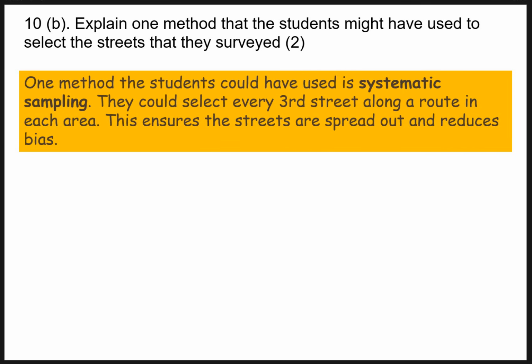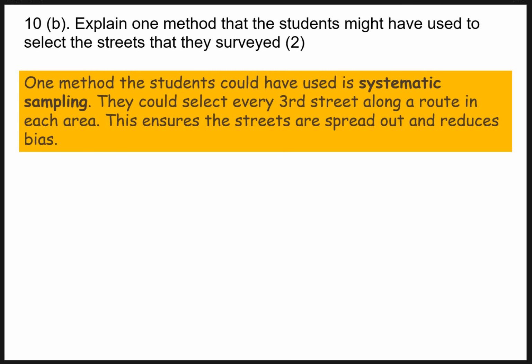Next question. Explain one method the students might have used to select the streets that they surveyed. Okay. One method students could have used is systematic sampling. They could select every third street along a route in each area. This ensures the streets are spread out and reduces bias.